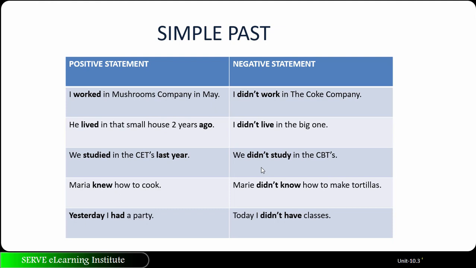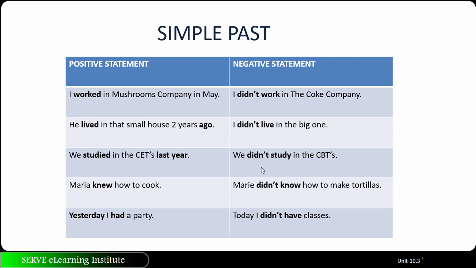If the positive sentence is I worked in a mushroom company in May, how will you say the negative statement? I didn't work. Good. I didn't work in the mushroom company, or else you can say I didn't work in a mushroom company in that month. Okay. Next example. He lived in that small house 2 years ago. How will you say the negative statement? Anyone, can you guess it? Yeah, of course. I didn't live. Good.